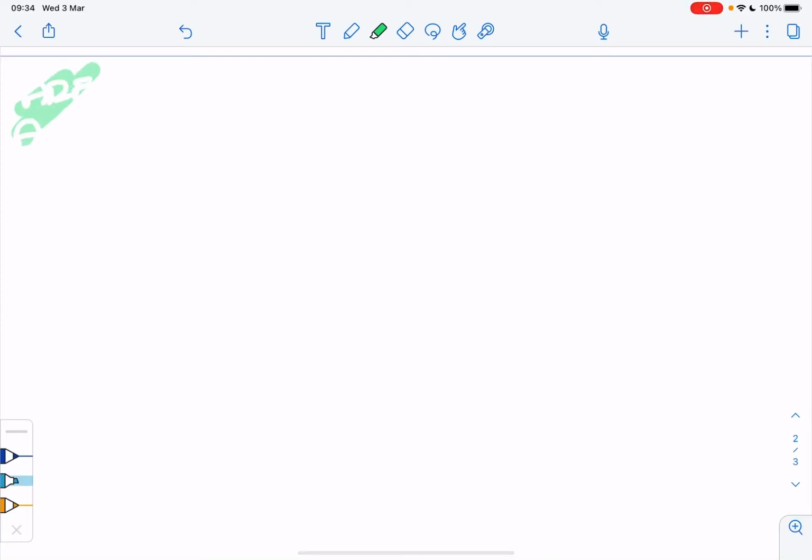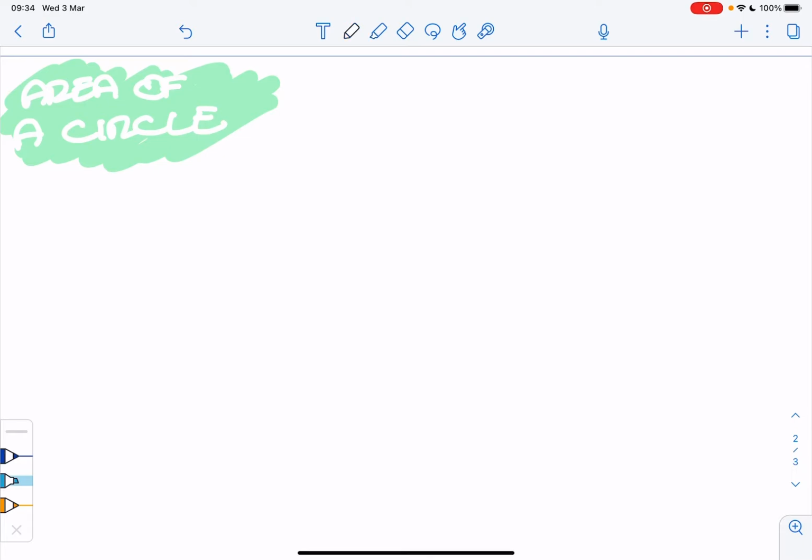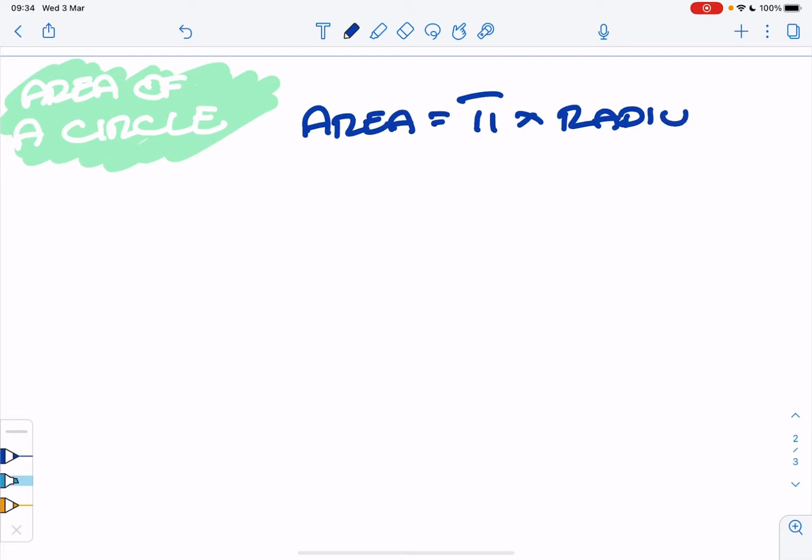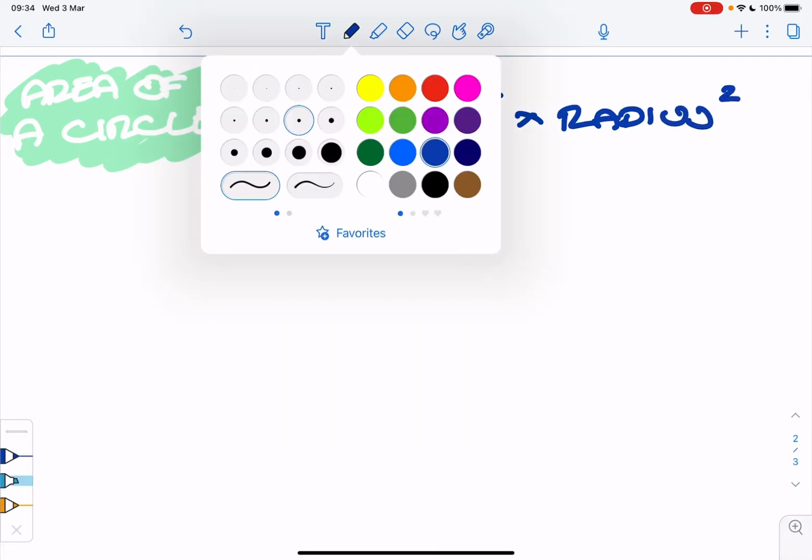Okay, next up with circles, we're going to start trying to find the area of them. This involves a formula that's less easy to prove, so we're just going to go ahead with it. To find the area of a circle, it is pi multiplied by the radius squared. So you've got to be careful with a number of things here.